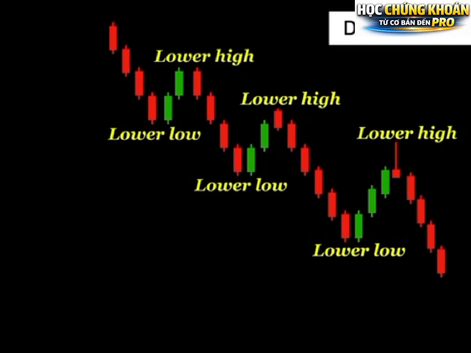In this case, the psychology is reversed. Instead of buyers pushing the market up, sellers are the dominant force. They sell at higher prices and aim to buy back at lower prices, which is why the market keeps dropping over time. Just like in an uptrend, a downtrend does not move in a straight line.